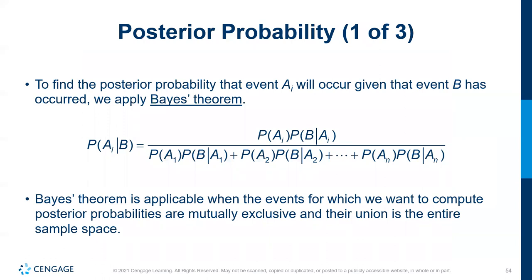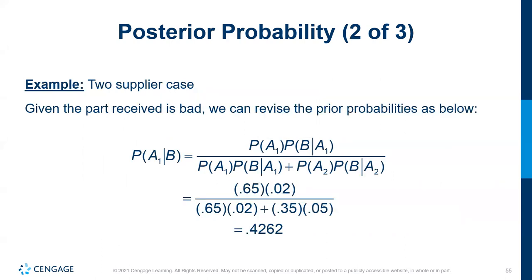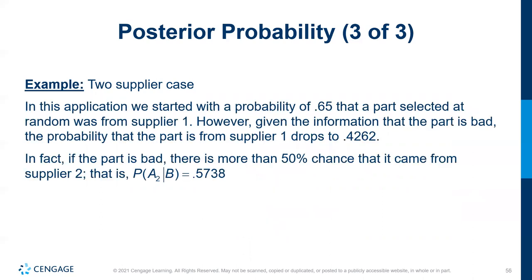So to find the posterior probability of event A will occur, given event B has occurred, we apply Bayes' theorem. It's this big mathematical thing. Like I said, we're not going to do much with it, but it just helps us find another way of getting future probabilities from past examples. So again, there's a thing called Bayes' theorem that allows us to do this. I don't think we need to work on it more than that for what we're covering in this class.